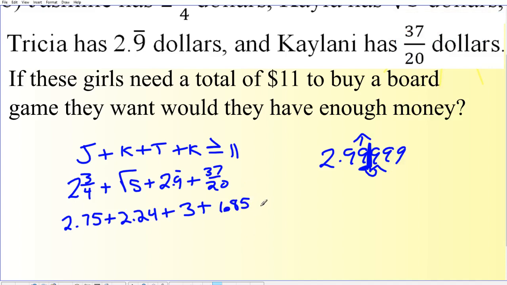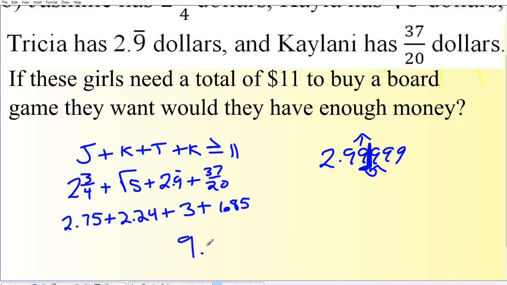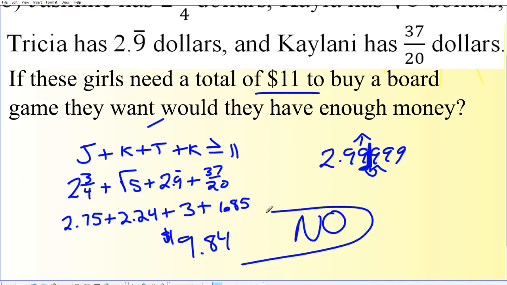All right, so they're all decimals. That makes it easy now. I can type this in the calculator, and the calculator is not going to get confused. 2.75 plus 2.24 plus 3 plus 1.85 is $9.84. If these girls needed a total of $11 to buy a board game they want, would they have enough money? No. They're short by over $1. They need more money.